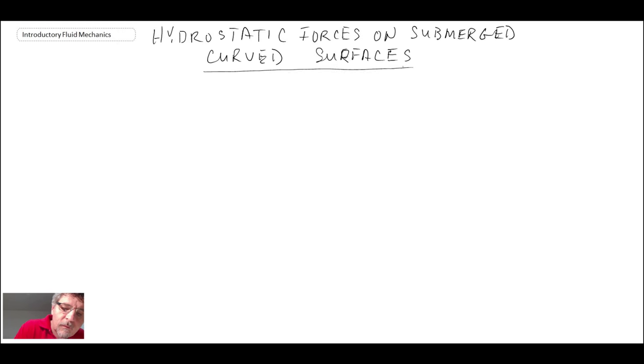We're now going to take a look at hydrostatic forces on submerged curved surfaces. So we've already looked at this on planar surfaces, and for that we came up with a series of equations. The way that we did that is we went through an integration procedure, and we could do that integration again. However, it'd be a little complex. This is what would be involved.